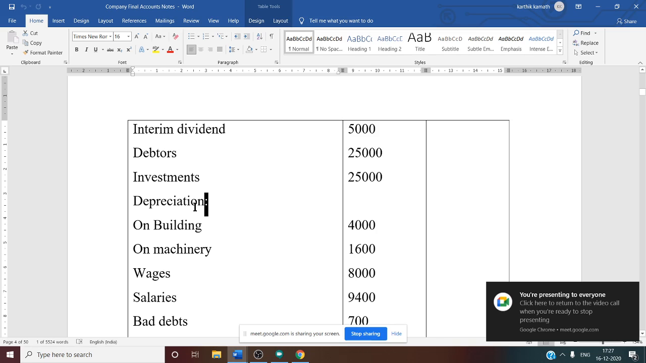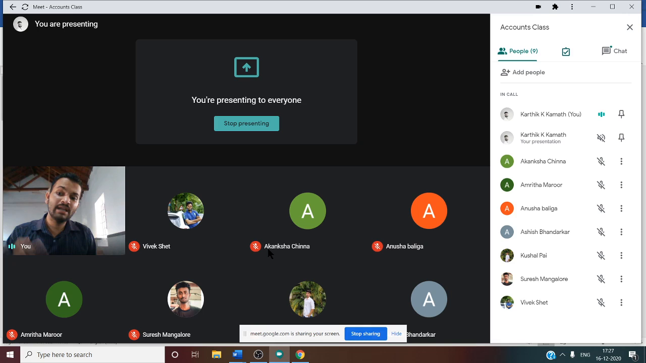Then depreciation. See this, very important now. Depreciation on building and machinery. So now we have to see this depreciation already calculated and already given in the trial balance. That is why we have to show this information in working note number 29. Why 29? Because it is a P&L item. If you see, working note number 29 is for depreciation and amortization expenses.